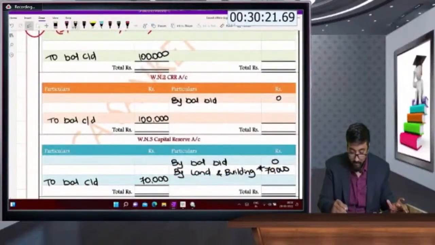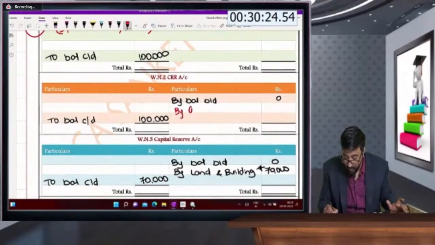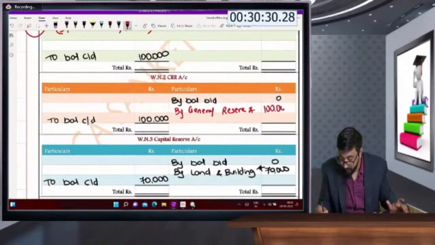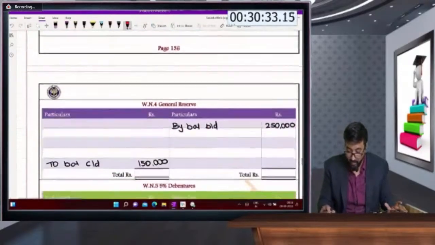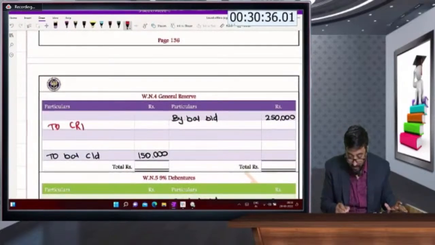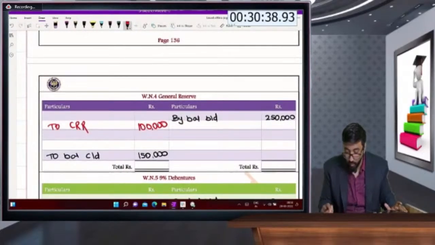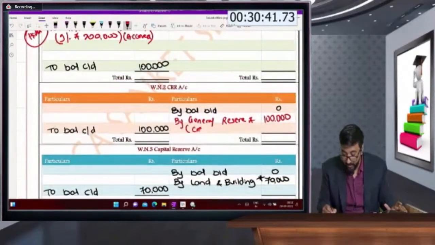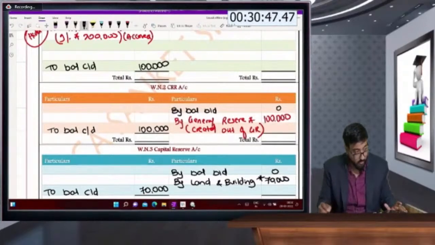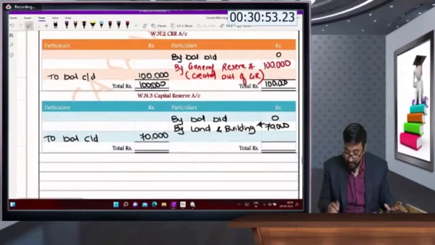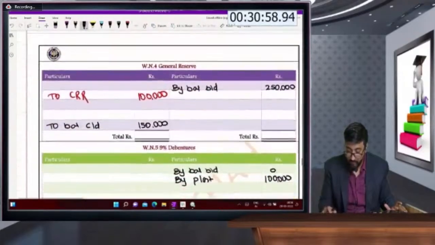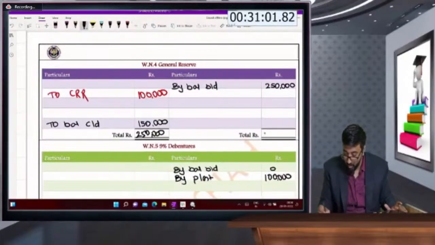CRR, red pen, by general reserve, star mark 1 lakh, and general reserve के डेबिट में to CRR 1 lakh. This is very important. So CRR is created out of general reserve. So it is 0 and 1 lakh. Capital reserve we already closed, 70. General reserve is tallying, 250.